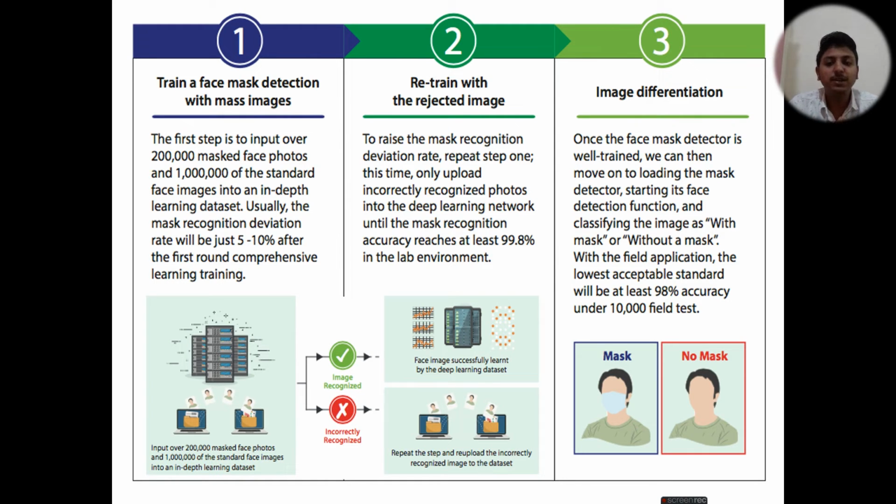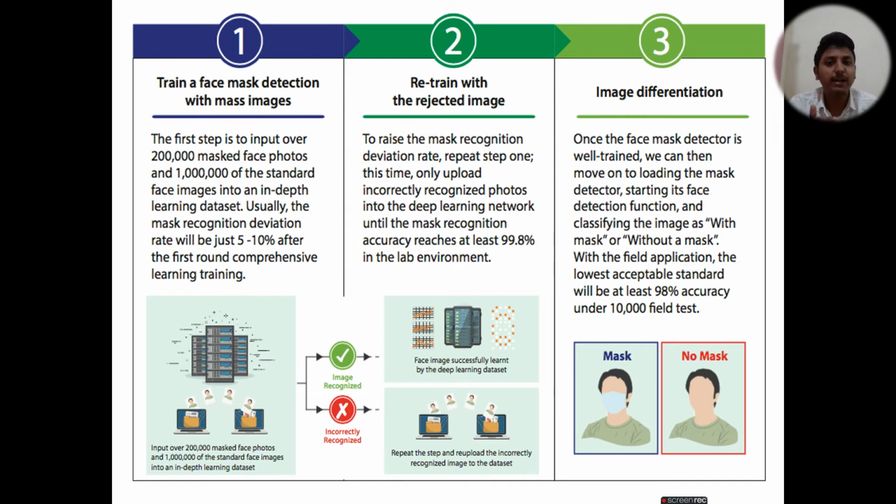That means we are using the same technology for mask detection which was used in the first step. That means approximately 2 lakh masked face photos and 1 lakh standard face images go into an in-depth learning dataset, which gives us the dataset for face mask detection. That means how many people are wearing face masks, and usually the mask recognition deviation rate will be just 5 to 10% after the first round of comprehensive learning training. It is collecting the data on how many people are using the face mask or not.